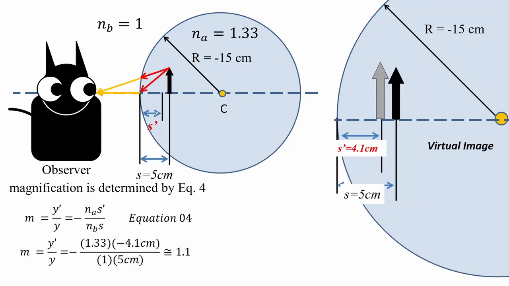Taking a closer look at this by examining its magnification, and we do this using equation 4. Substituting the values, we see that its magnitude is a positive 1.1. This suggests that the image is larger compared to the object. This image is also on the opposite side of the outgoing light, thus it is considered as a virtual type of image.